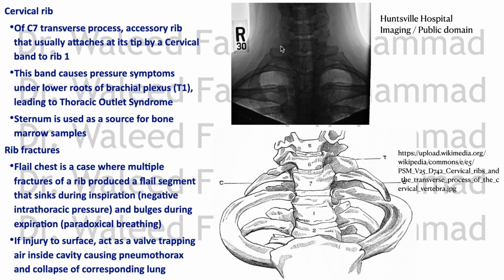We said C8 and T1 combine to form the lower one, and they get compressed by this piece of extra bone. So there are pressure symptoms on a nerve, especially the lower roots of the brachial plexus: pain along the arm and the forearm on the medial side, which may extend to the hand, or may even cause weakness and numbness and even paralysis if the pressure is big.